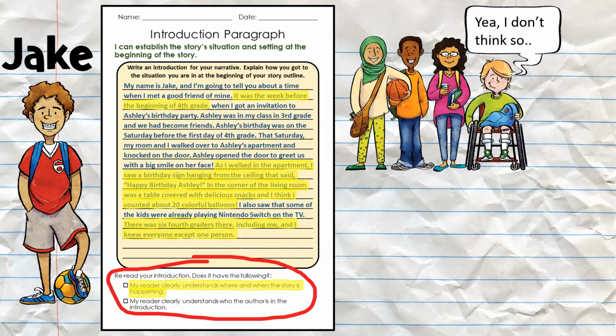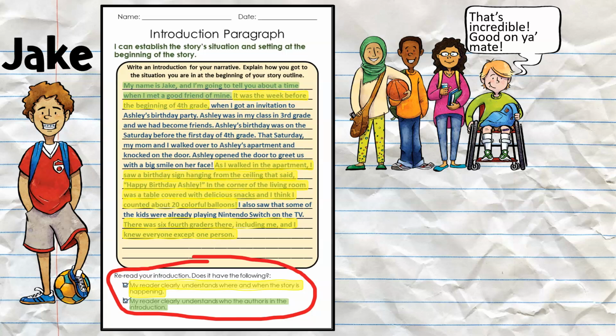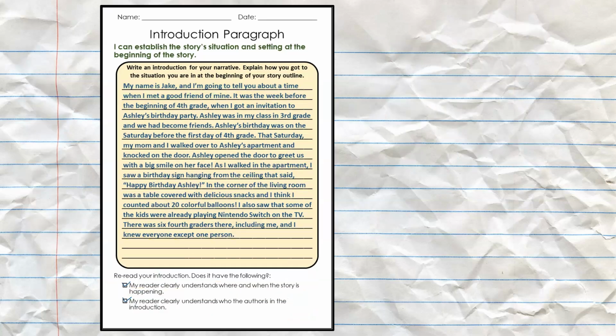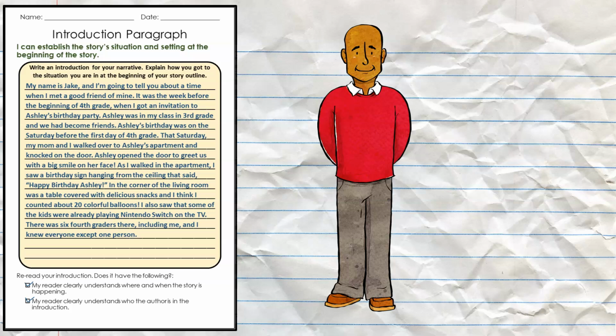I remember. All right. And you also might say, and I wrote who the author is right in the first sentence. Like I have everything I need. And if you show your friends this, then maybe they would change their minds and say, That's incredible. Good on you, mate. So once you get to this point and you can click the checks on the bottom two questions, then you are ready to go. And lastly, you'll have your teacher check to make sure you're on the right track.